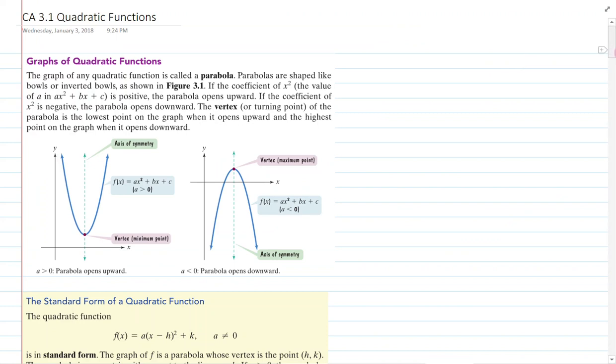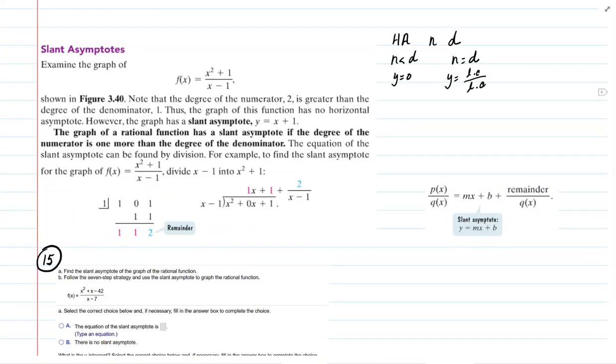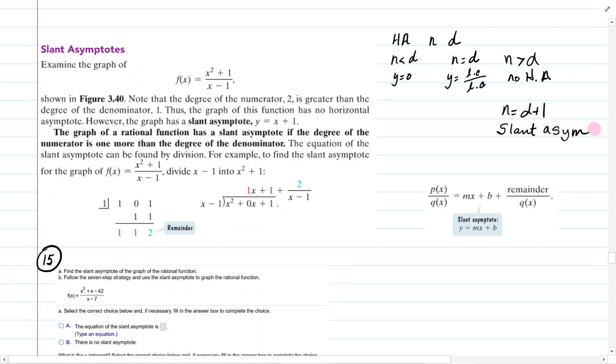But then, if n is greater than d, there is no horizontal asymptote. But if n is equal to d plus 1, exactly 1 bigger, then there might be something called a slant asymptote. And it is literally a slanted line that the graph snuggles up to far to the right and far to the left.